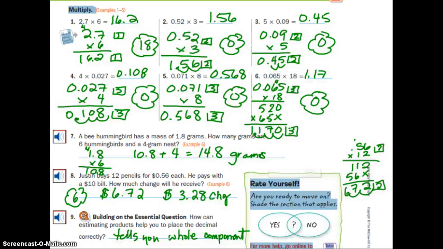In number 8, I used 50 cents times 12, or $6 as my estimate. We got $6.72, so we get $3.28 in change. And again, estimating tells you the whole component of the answer.